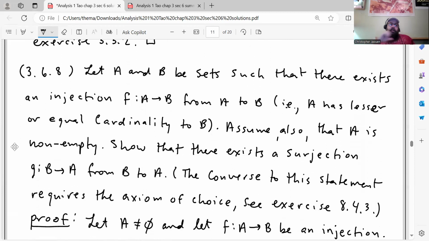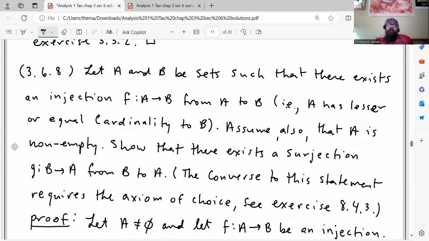All right. Exercise 3.6.8. Let A and B be sets such that there exists an injection f from A to B, for example, A has lesser or equal cardinality to B. Assume also that A is non-empty. Show that there exists a surjection g from B to A.